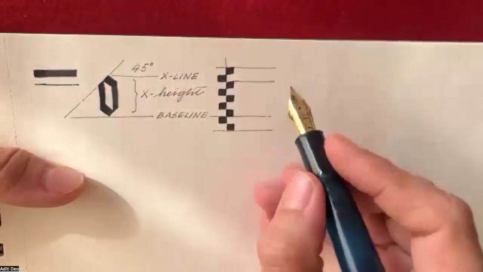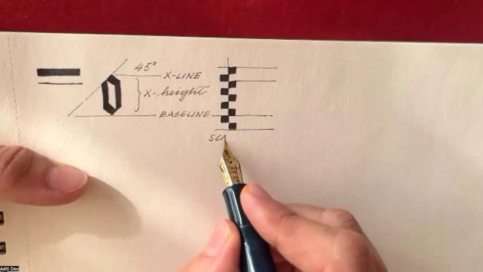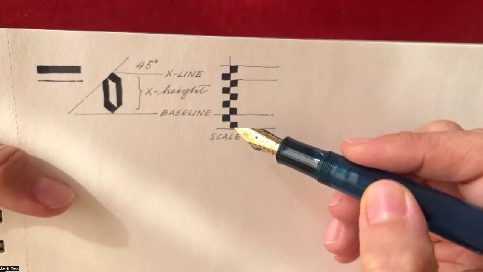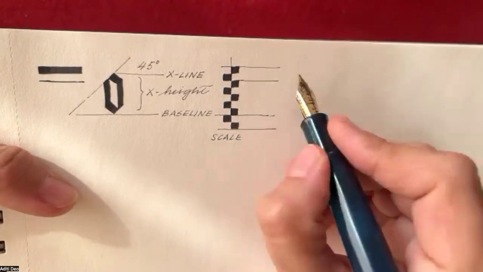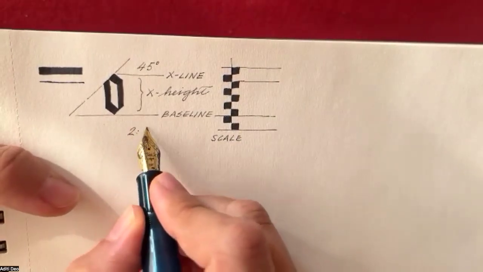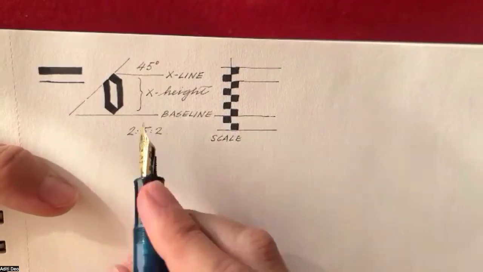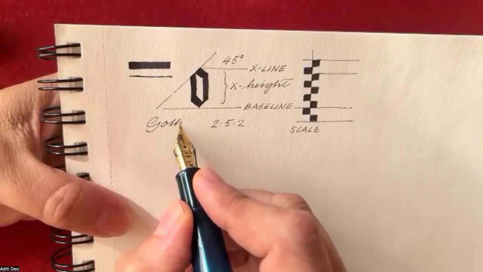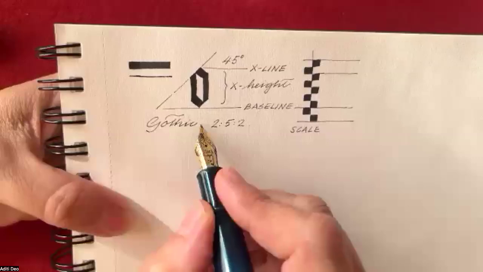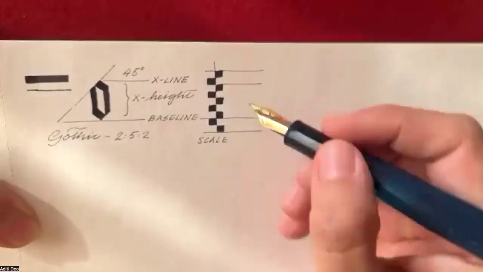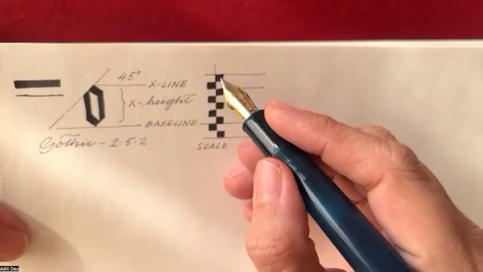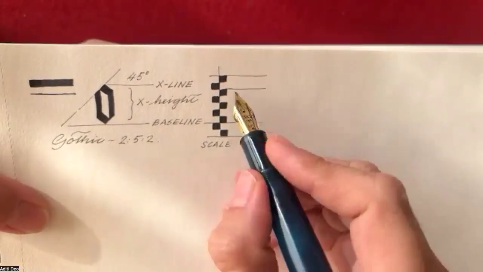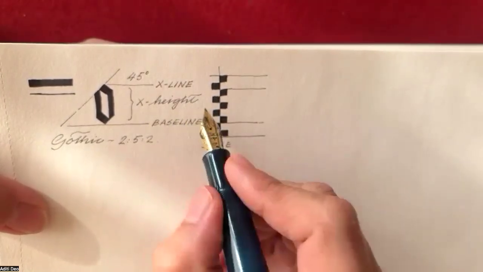And I have broken that scale down into a 2:5:2 proportion. This is a general proportion for Gothic scripts, unless specified otherwise. So I have 2 pen widths on top of 5 pen widths on top of 2 pen widths. This is the X height, right?